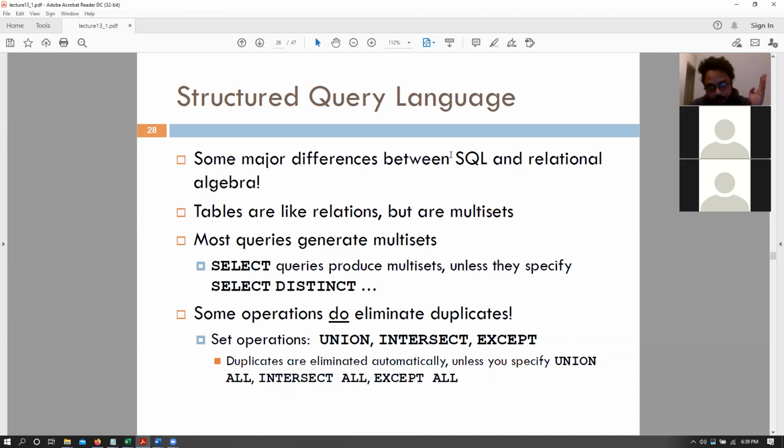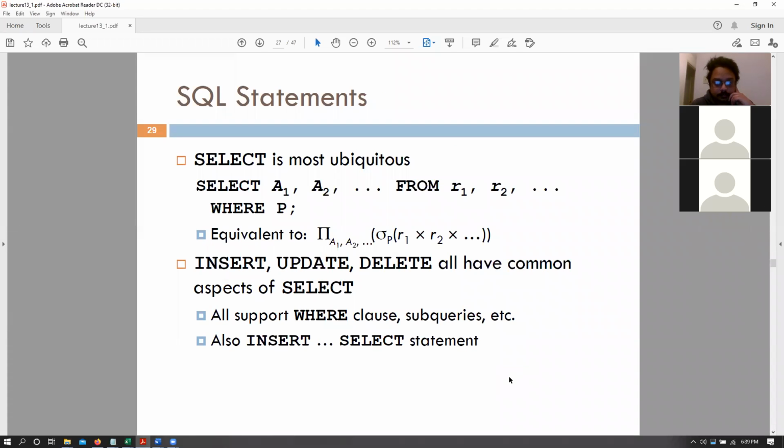And let me just drive it home again. SQL and relational algebra are different, mainly because SQL is multi-sets, tables are relations. If we really want to have set outputs or basically non-duplicate outputs, we can use select distinct. There are certain SQL operations that do eliminate duplicates on their own. These are mainly your set operations, right? So union, intersect, except, and so on. Okay.